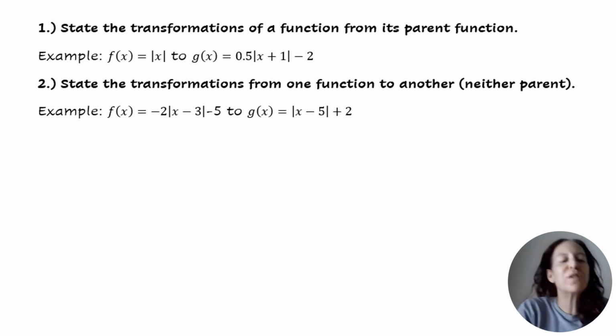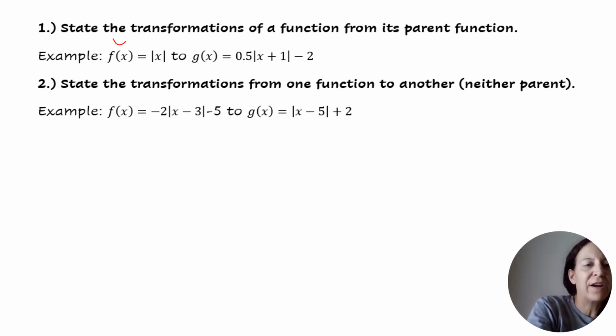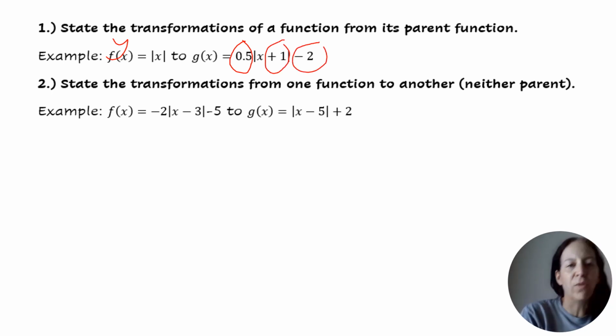Okay, so the first one says state the transformations of a function from its parent function. So for example, the parent function that we focused on in this particular unit was the absolute value of x. So you get f of x is equal to the absolute value of x. Now remember that you can, if you want to, use a y there. Try not to let the f of x throw you off. And then we have the function g, which is 0.5 times the absolute value of x plus 1, minus 2. And so essentially what we're going to do is look at each of the things that we have going on, which in this particular problem are 3 things, and we want to state what those 3 things are doing.